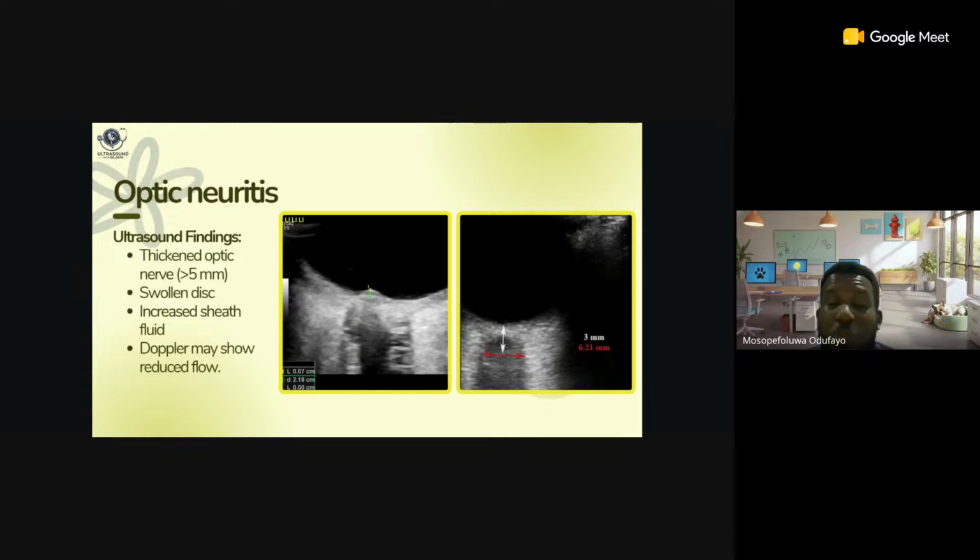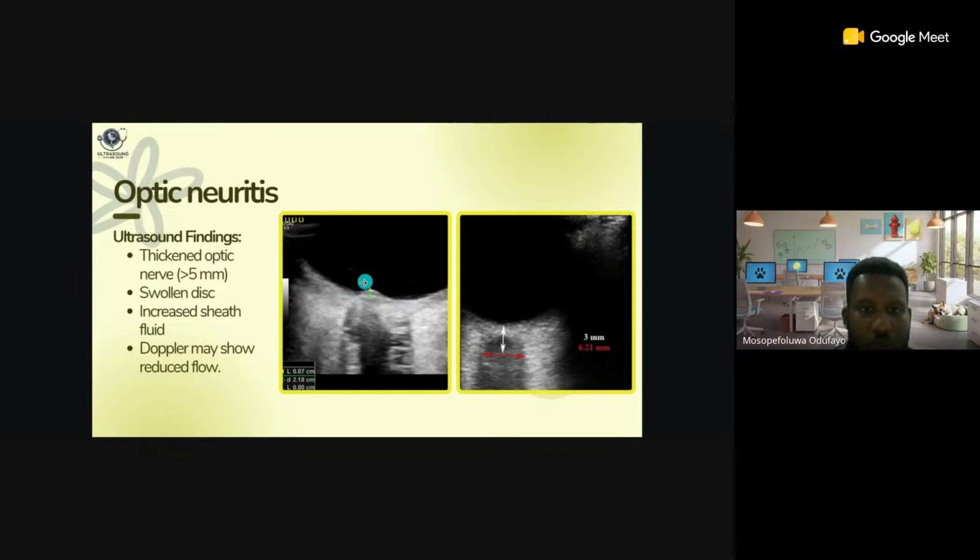These findings are non-specific. First of all, it comes with a thickened optic nerve sheath diameter. Is that okay? Or a thickened optic nerve, which we would be able to see through a thickened optic nerve sheath diameter, because that takes the optic nerve and the sheath together. It would also have a swollen disc. As you can see, the disc is supposed to be flat and it should follow this curvature. But then you are seeing this bump here that does not look like a drusen.